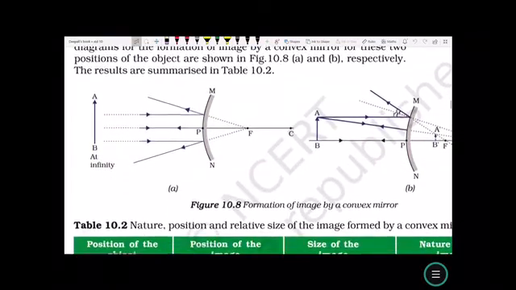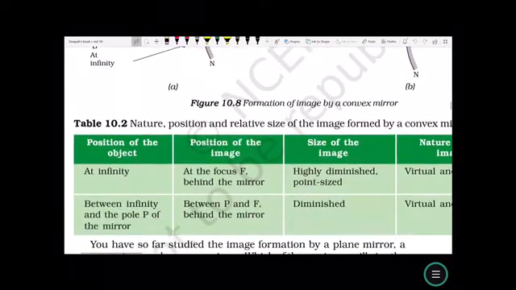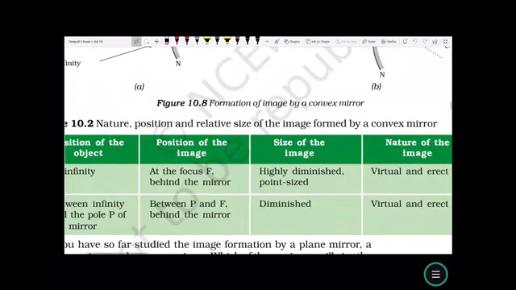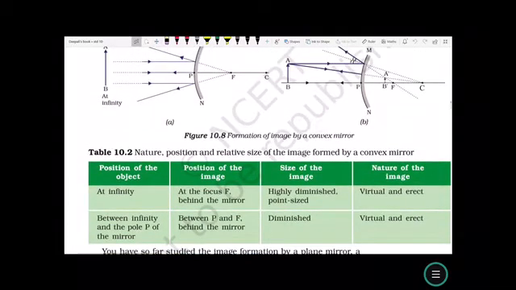The results are summarized in table 10.2. Now you can observe here that when the object is kept at infinity, the position of the image is at the focus and behind the mirror. The size of the image is highly diminished, point size, and it is virtual and erect. We know that a virtual image means it does not form by actual convergence of the rays. For a finite distance, the image is erect, between infinity and the pole of the mirror.